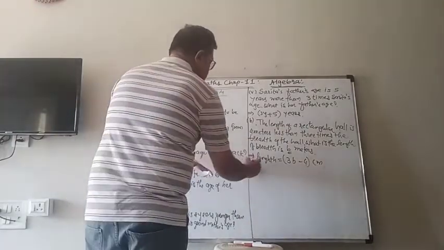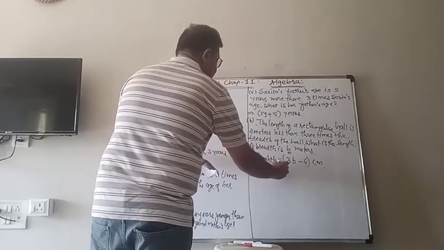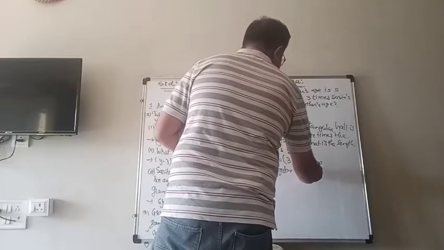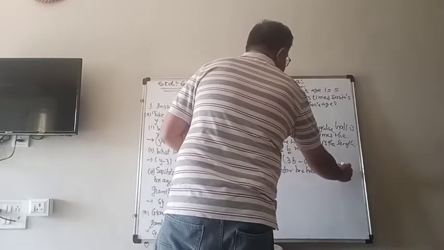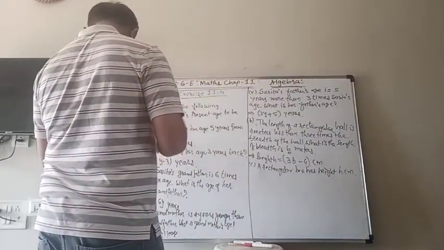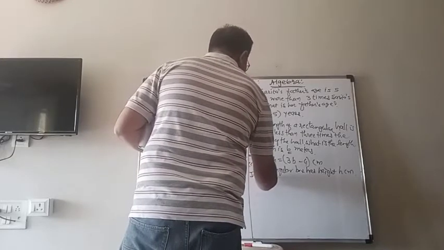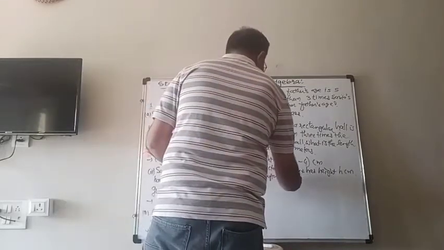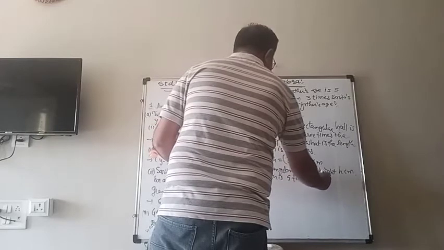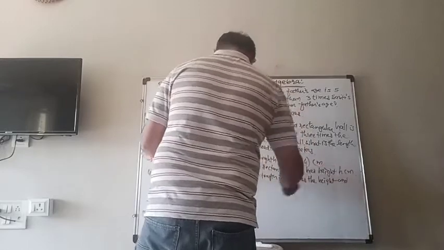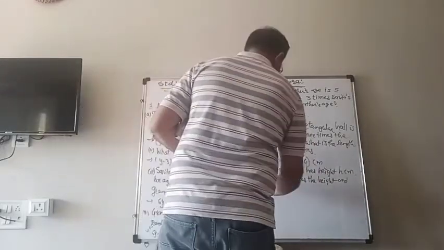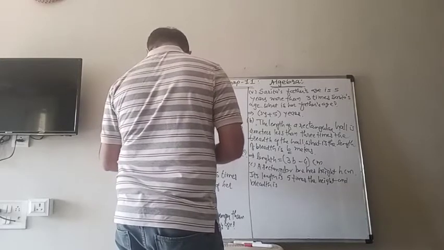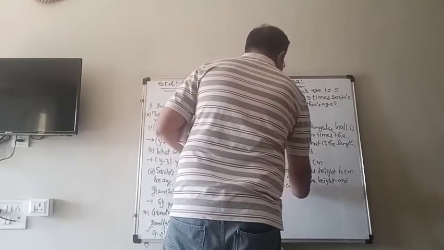Then C. A rectangular box has height h centimeter. Its length is 5 times the height, and breadth is 10 centimeter less than the length.